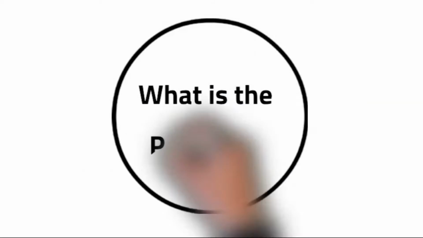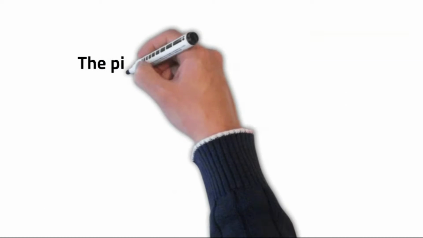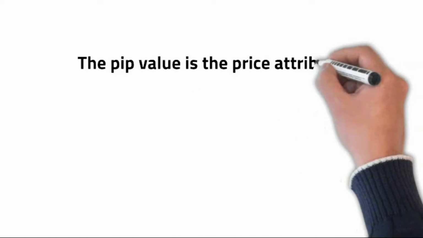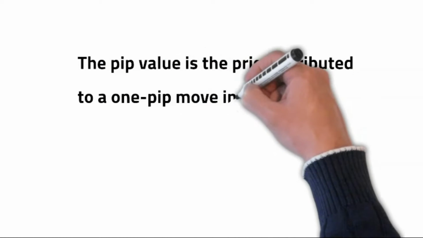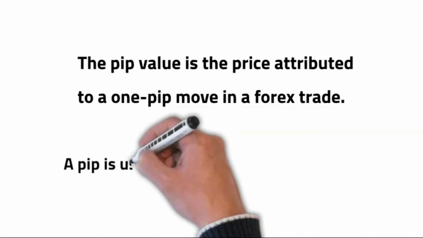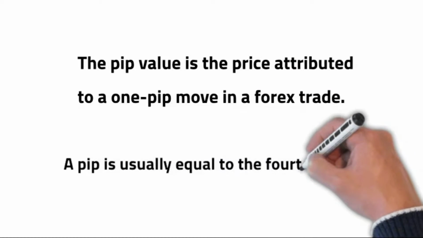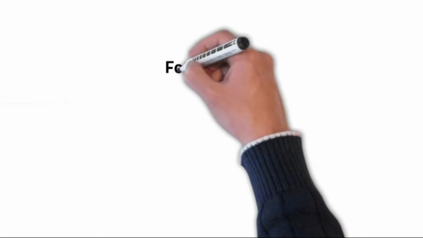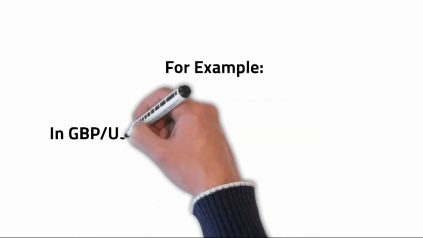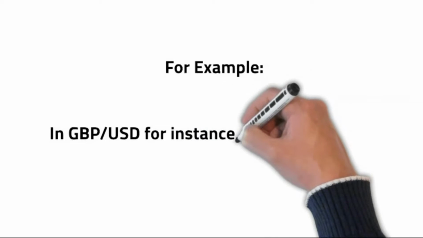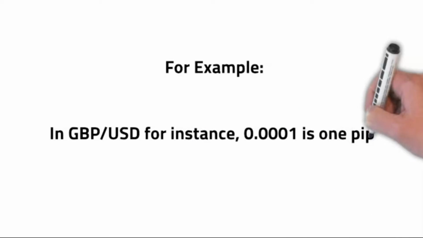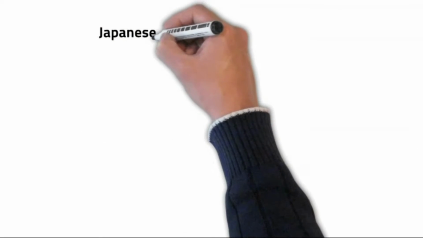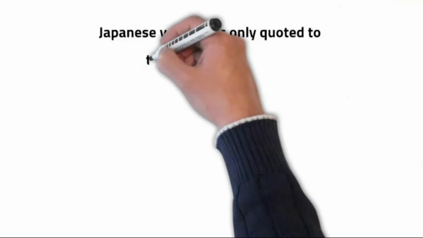What is the pip value? The pip value is the price attributed to a 1 pip move in a Forex trade, which can vary between currencies. As most major currency pairs are priced to 4 decimal places, a pip is usually equal to the 4th figure after the decimal point. For example, in pound sterling to US dollar, 0.0001 is 1 pip.